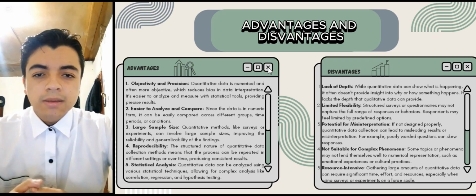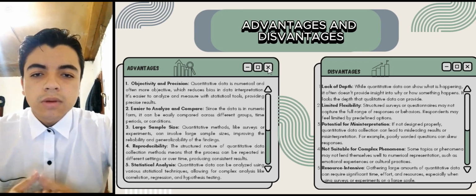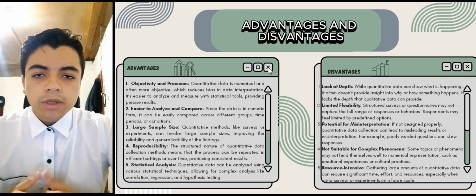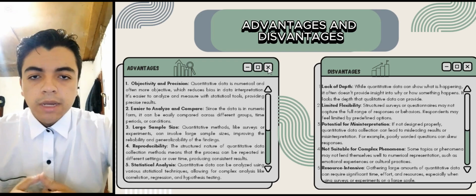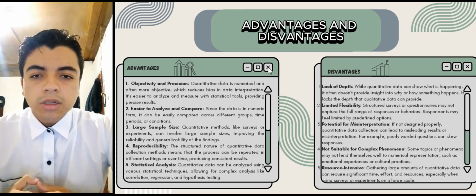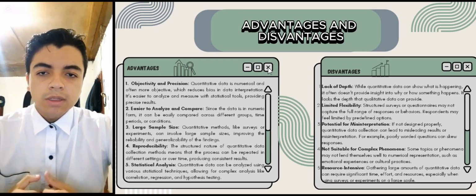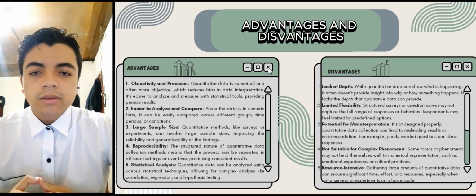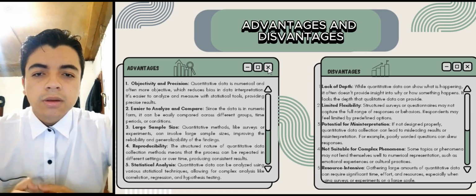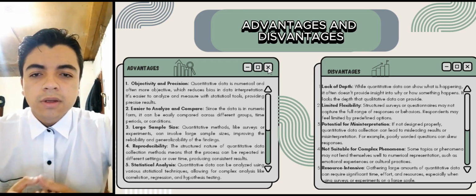Limited flexibility. Structured surveys or questionnaires may not capture the full range of responses or behaviors. Respondents may feel limited by predefined options. Potential for misinterpretation. If not designed properly, quantitative data collection can lead to misleading results or misinterpretation. For example, poorly worded questions can skew responses. Not suitable for complex phenomena.